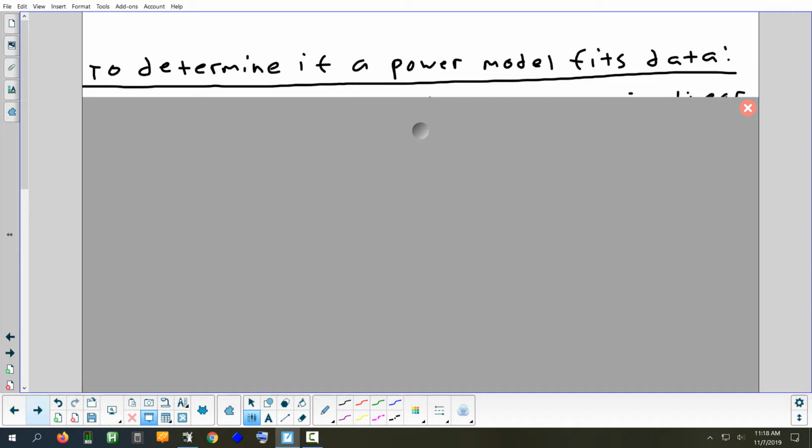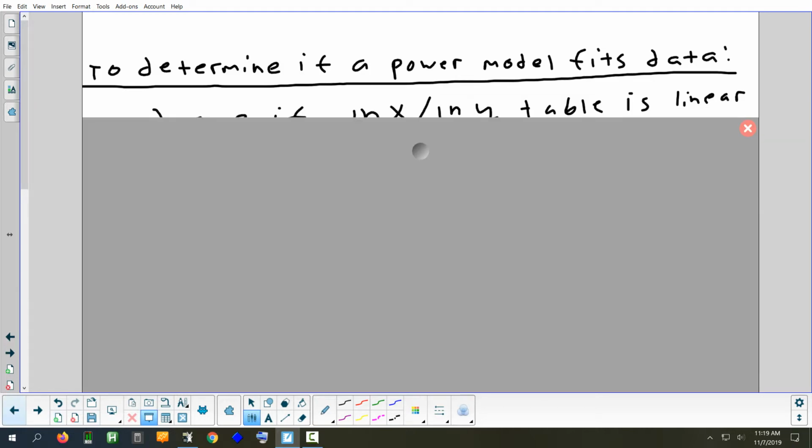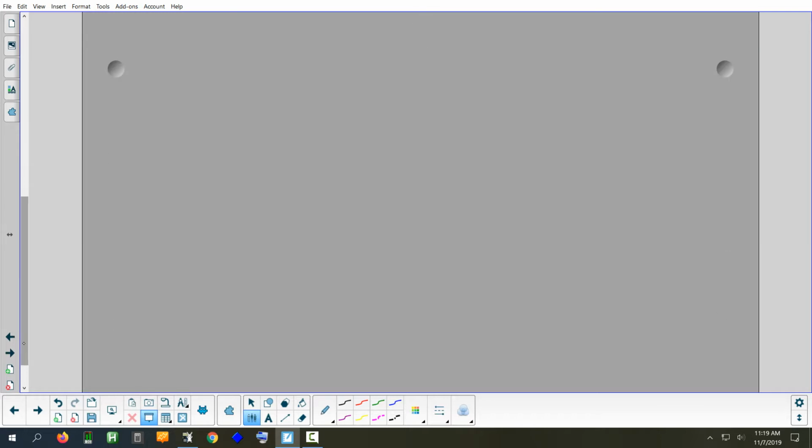So, first thing we have to do is figure out, is a power function the right tool to use? Right? Power functions aren't perfect for everything. They're good for some things. If your data looks like it goes like this, if your data follows a pattern that's a curve like that, yeah, power model will be a good fit. So, the way we're going to tell if a power model is a good fit.